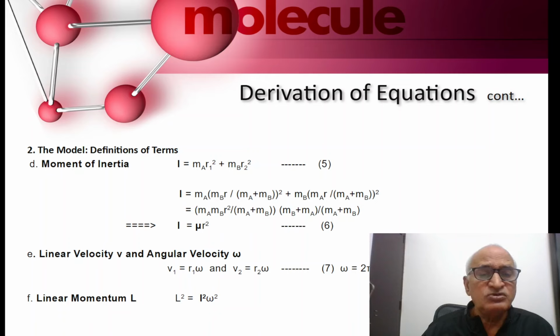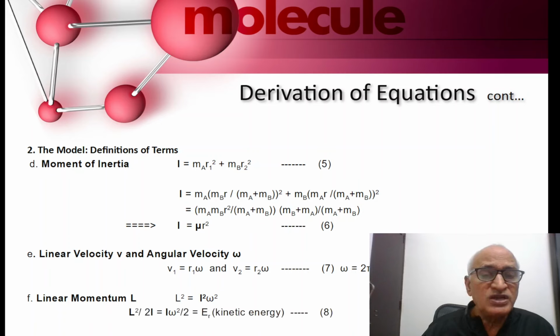Yet another term we would define is L square equal to I square omega square. What is L? L is called angular momentum. It is given by the product I into omega. So therefore L square becomes I square into omega square. Why we have squared this will be clear at a later stage.